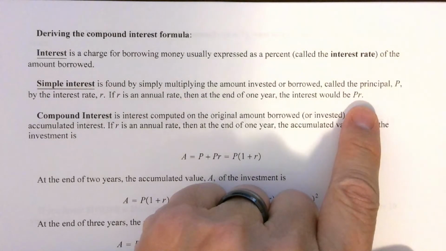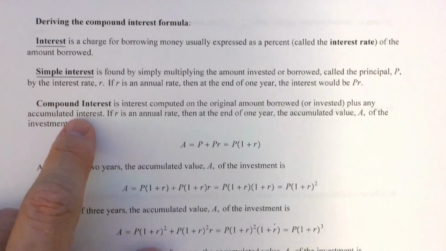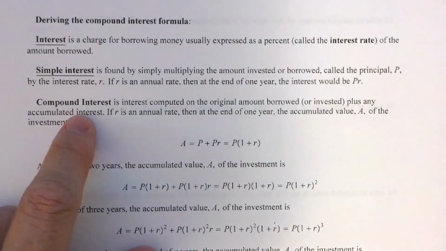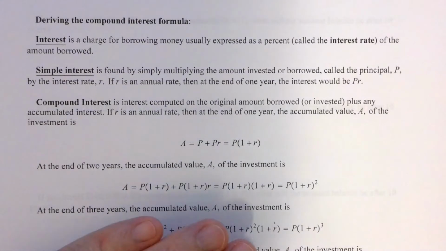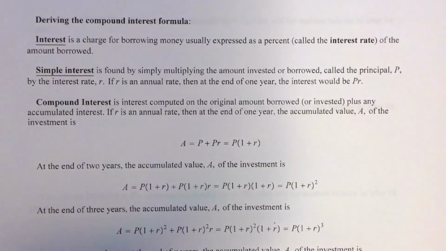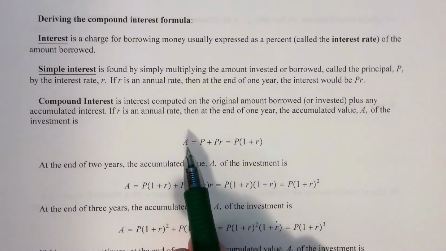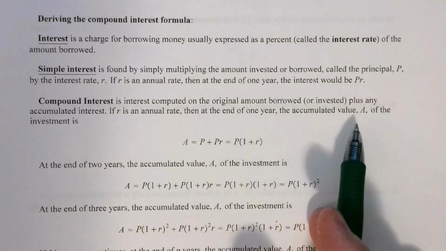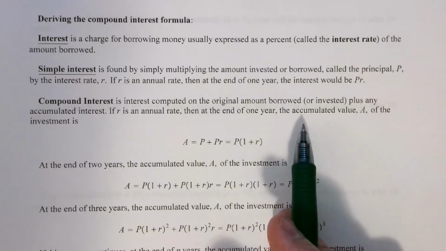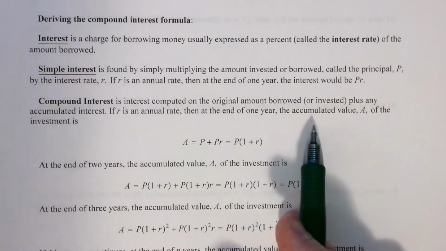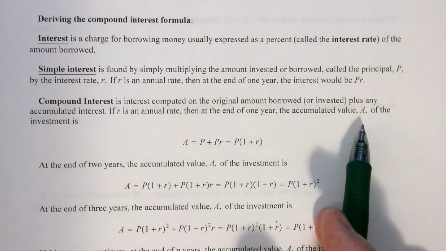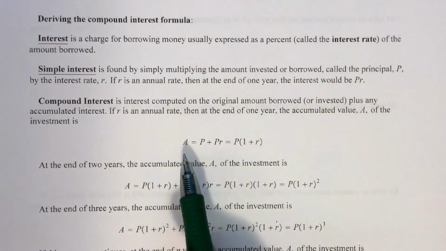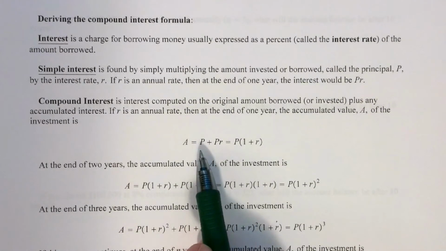Now, a lot of times interest is calculated by compounding. So what does that mean? Compound interest is computed on the original amount borrowed or invested plus any accumulated interest. Okay, so let's see how this works. If R is an annual rate, then what's our accumulated value? The accumulated value, A, is what the balance is. What's the amount that you've invested, or what's the amount that you owe? Let's look at it from investing.